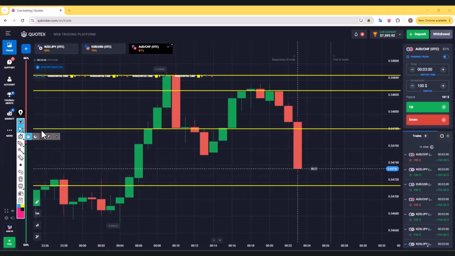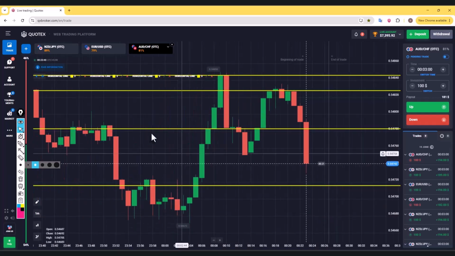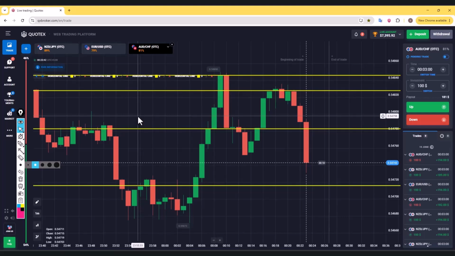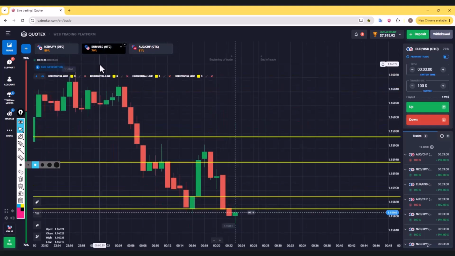All right, should I clear these lines? Let's look for another opportunity and open another trade together. So far, we've done 2 trades together. Let's do 3 more trades. Let's do the rest together, and then I'll take my leave from you.